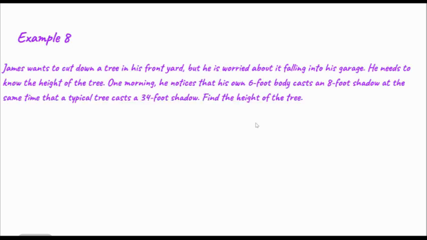James wants to cut down a tree from his front yard, but he is worried about it falling into his garage. He needs to know the height of the tree. One morning, he notices that his own 6-foot body casts an 8-foot shadow. Ooh, that sounds like a ratio. At the same time, the typical tree casts a 34-foot shadow. Find the height of the tree. So we'll use that 6 to 8. Remember, the shadow is on bottom. So when we set up our other ratio, the shadow of the tree, 34 feet, goes on the bottom, and the unknown goes up top.